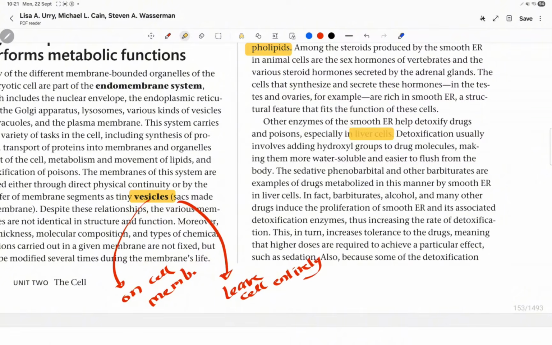And the liver will be rich in the SmoothER because the job of the liver is to clear your body out of drugs and poisons.